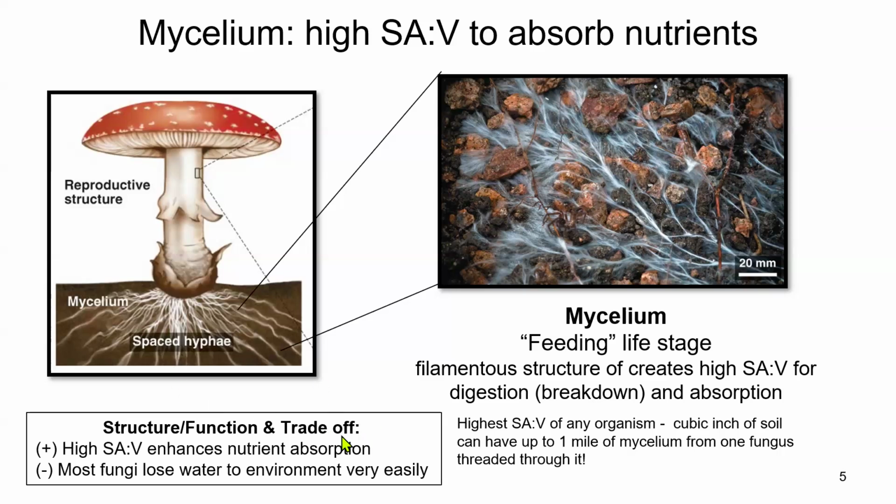But this is also a big trade-off. As with anything, when you have a really high surface area to volume ratio, you tend to lose water really quickly, and most fungi lose water to their environment really easily. This is part of the reason that you tend to only find fungi in moist, wet places and not really dry places, because they just dry out way too much and can't survive, because they have this really high surface area to volume ratio in their mycelial life stage.